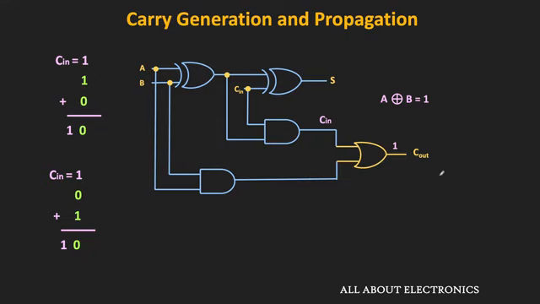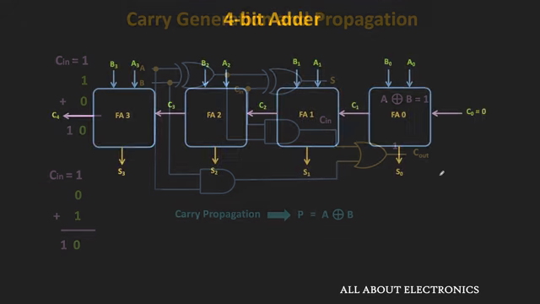So this function A XOR B defines the carry propagation, and let us denote it as P. So this P is equal to A XOR B. That is the carry generation and the carry propagation functions for the full adder. Now let us consider this 4-bit ripple carry adder once again.